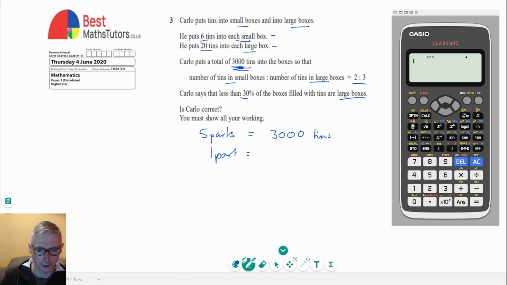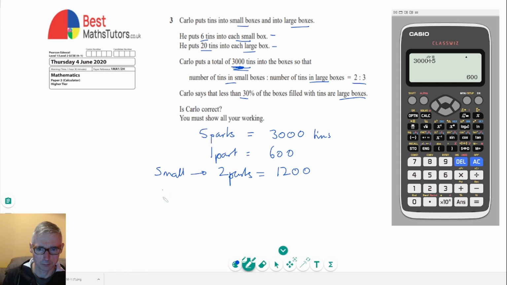And to do that, I'm just going to use my calculator. So I'm just going to divide the 3,000 by 5. Because we're on the calculator paper, that's why I'm doing it this way, because there's no point in taking any chances of making any mistakes. So we've got 600 is what one part is. And then because we want to know how many go in the small boxes, the small boxes is the 2 parts part of the ratio. So in the small ones, we've got 2 parts, and that's going to be 600 times 2, which we could use a calculator for, but that's going to be 1,200.